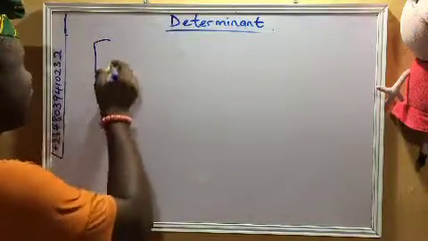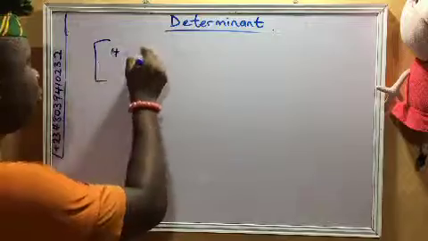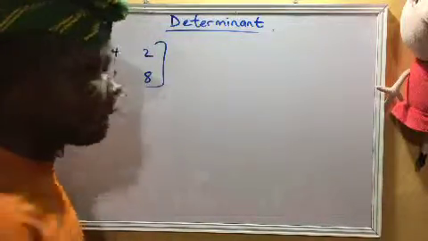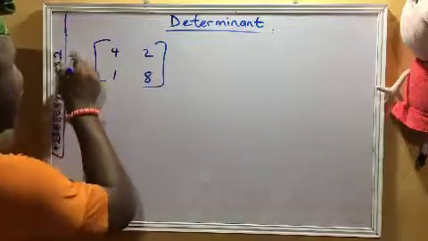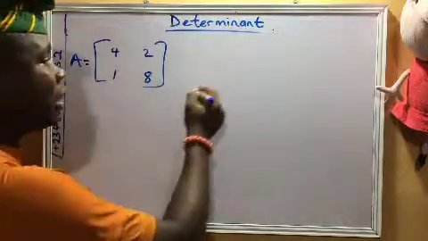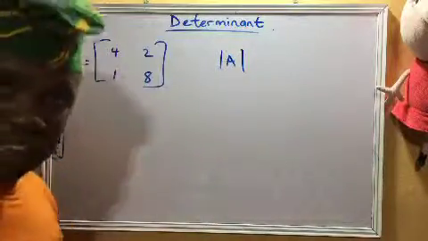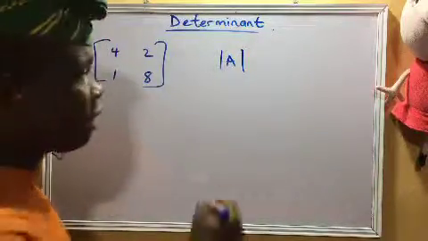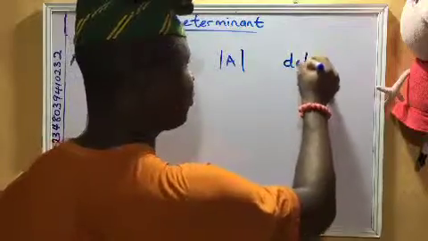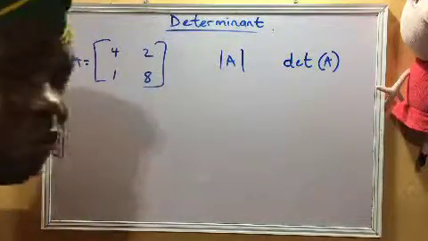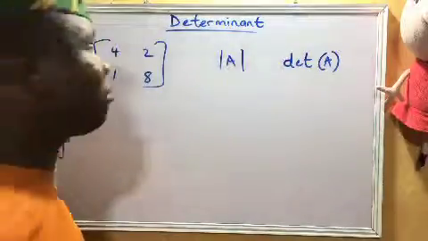If you get a matrix like, say, this one: 4, 2, 1, and 8. And the same way you find the determinant. So usually, if you just say find the determinant, you understand? Sometimes if you put it like this, this also means you find the determinant. Now, how do you go about finding the determinant? Very simple. Finding the determinant is so easy.